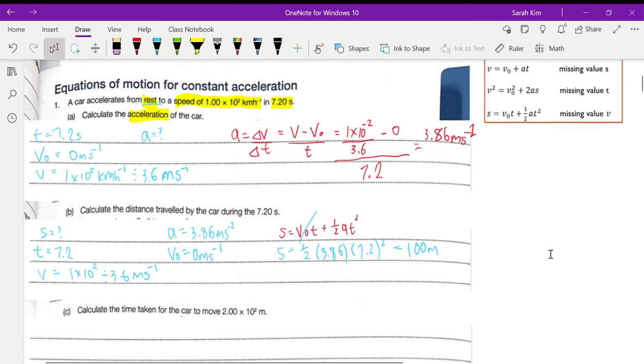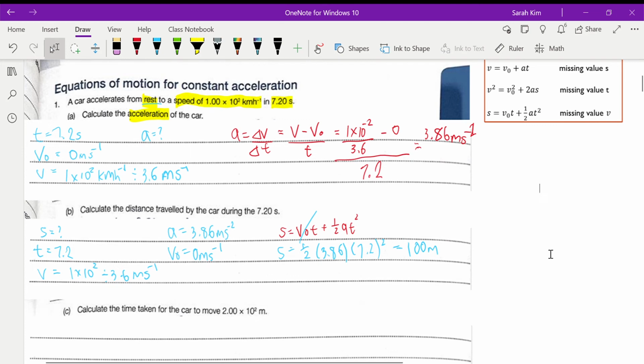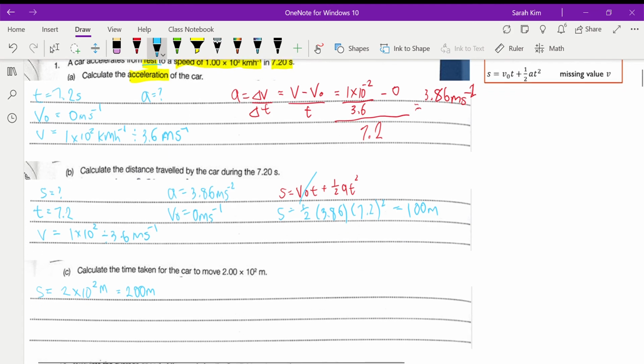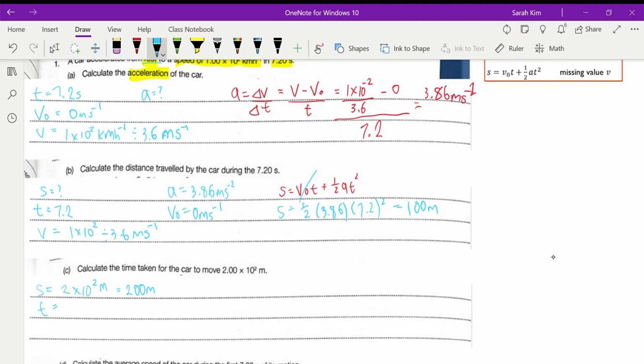Alright. Calculate the time taken for the car to move 2 times 10 to the power of 2 meters. Alright, so the value that we got given was distance, so 2 times 10 to the power of 2 meters, which you can also write as 200 meters. Time is what we're trying to find. We know that v naught is 0, and we know that the a is 3.86 meters per second squared.